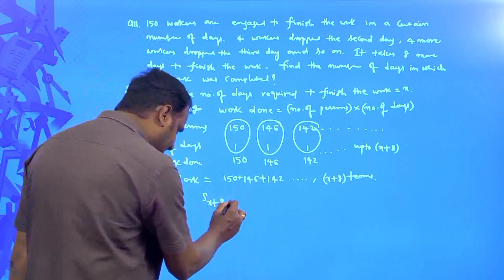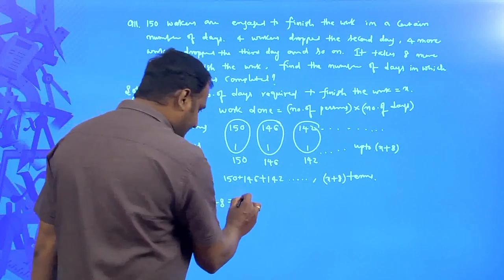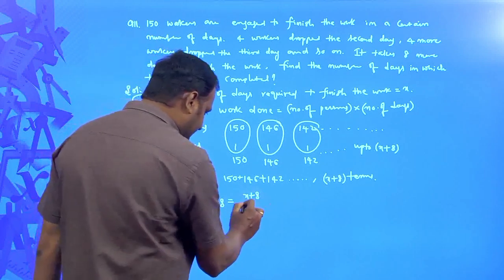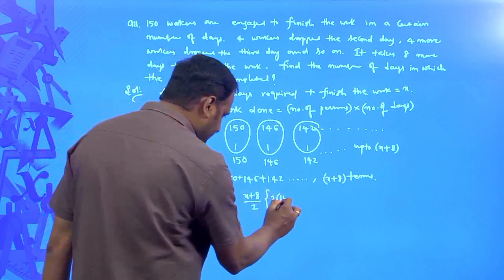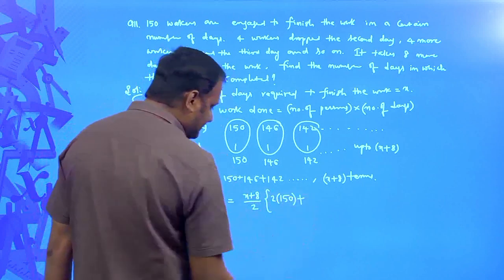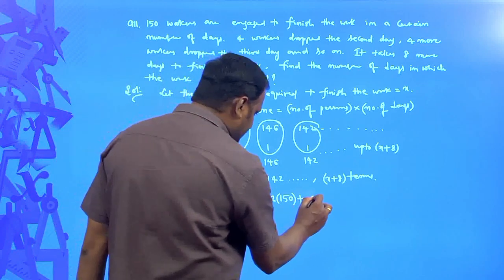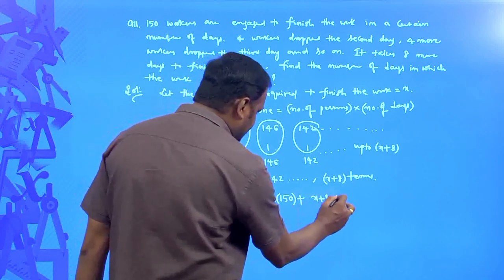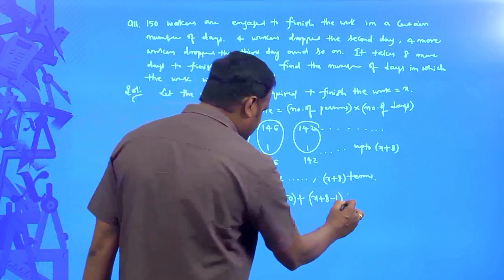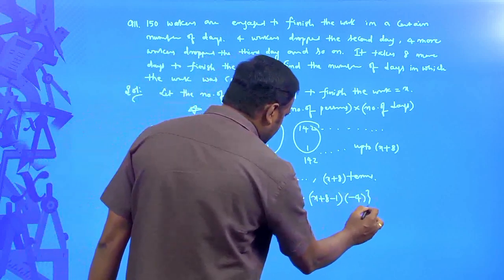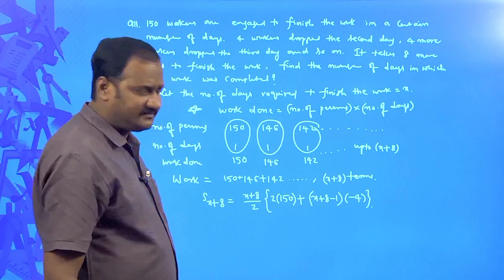Yes, (x+8)/2 × [2a + (n−1)d], where n = x+8, is (x+8)/2 × [2×150 + (x+8−1)d], and d is going to be 146 − 150 = −4. So, hope you understand this statement, right.